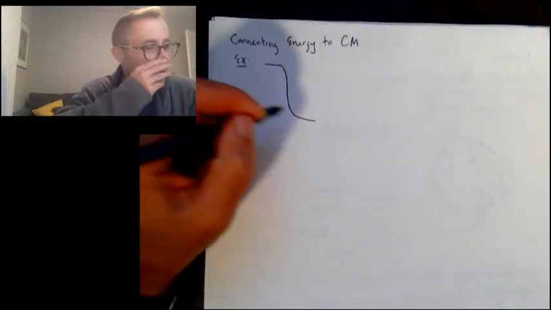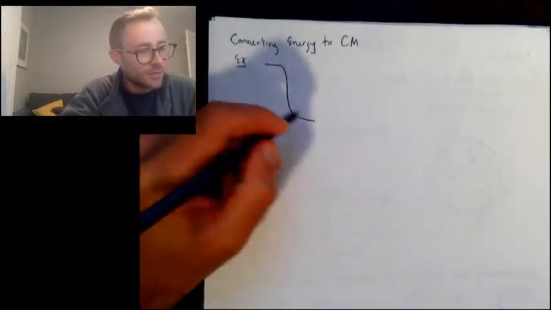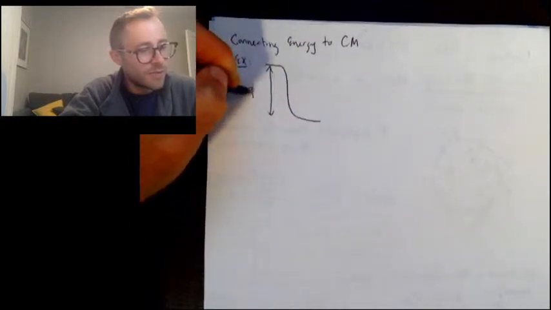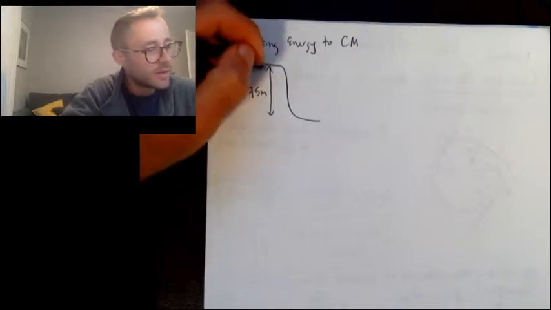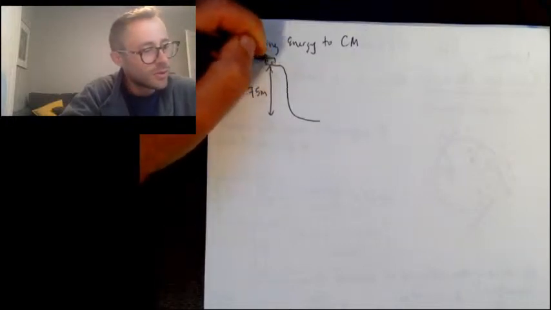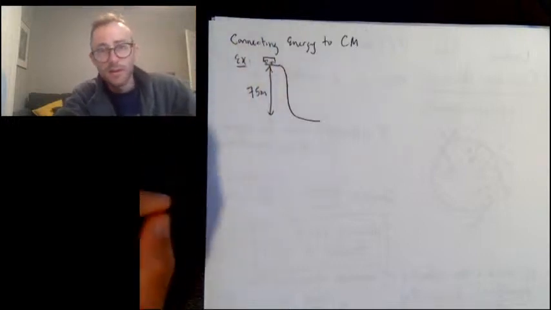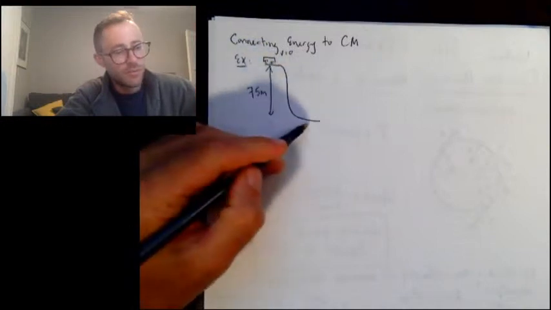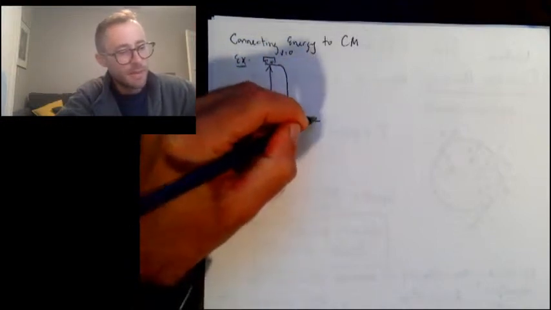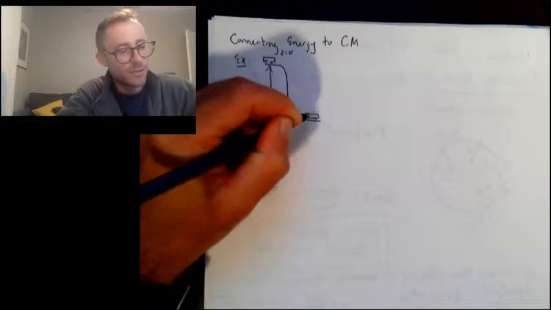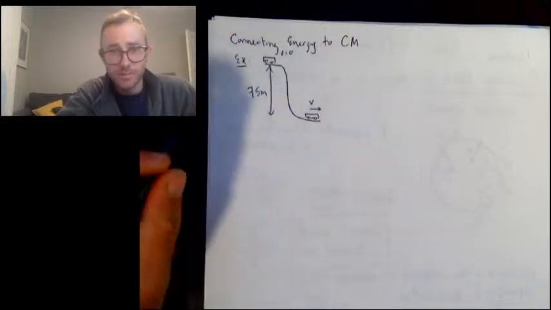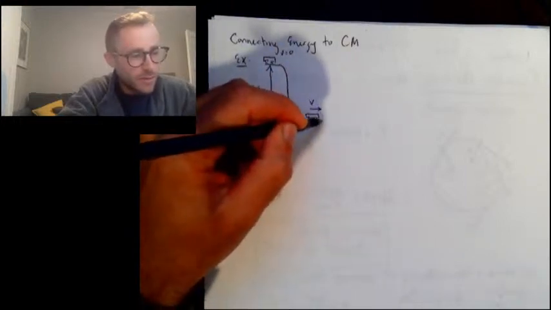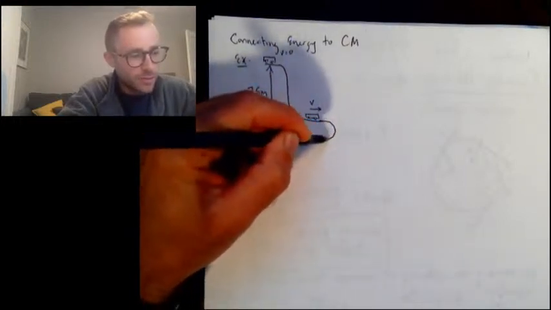So the roller coaster drops. Let's say that the roller coaster drops 75 meters. Okay. And here's the roller coaster cart, and it starts at rest. It goes down this, and it gets to the bottom. And now it has some speed which you could calculate using energy. And then immediately at the bottom of that, it goes into a circle.